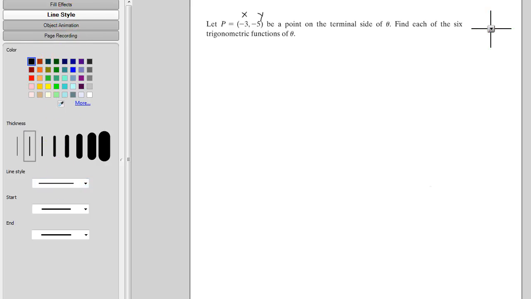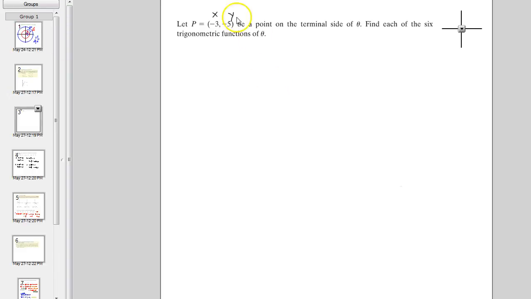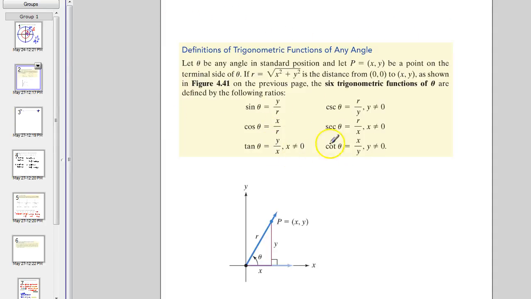And black. Okay, and then -3, -5, so that would be -3, -5 down here. And so that means there's our terminal side, so we rotate it all the way down to here. Okay, so find the 6 trigonometric functions. Well, this is x, this is y.